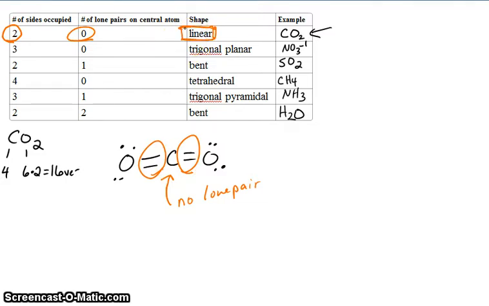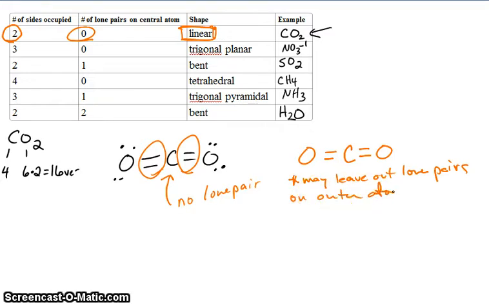So what does the carbon dioxide molecule look like? It has a C in the middle, and it's bonded to an O, which is bonded to another O. Now, as a rule, when you draw your VSEPR structure, you may leave out lone pairs on the outer atoms. Not the central, outer. I underline the word outer. You can leave out your lone pairs on the outer atoms.